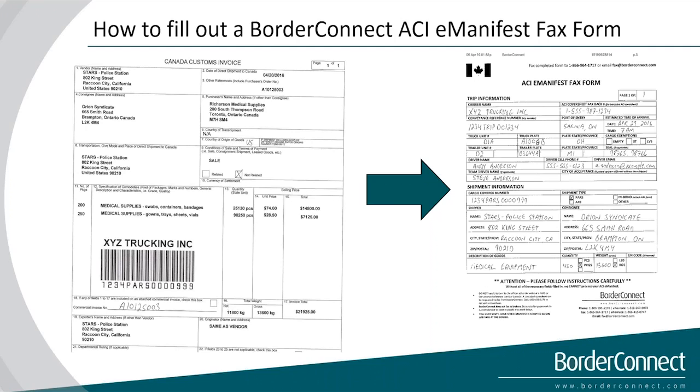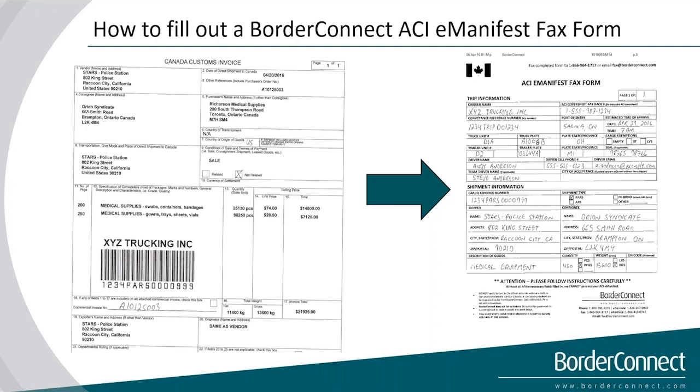For the consignee, you can see here, it's clearly stated on the Canada Customs invoice. And the purchaser has nothing to do with the logistics of the shipment. This has something to do with the finances of this transaction. But it's not information that BorderConnect will need, nor is it going to be a consignee. The consignee is clearly listed in box 4 of this Canada Customs invoice, and that is the Orion Syndicate, which was entered in the consignee block of the ACI fax form.